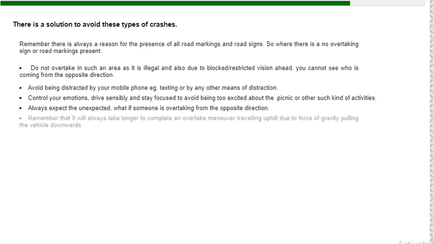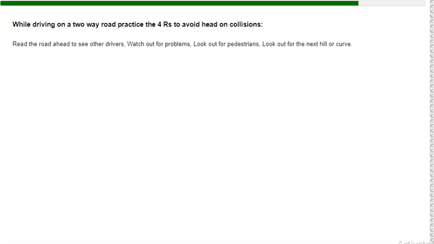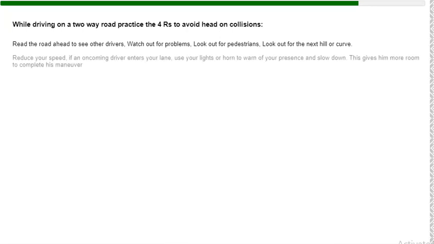Remember that it will always take longer to complete an overtake maneuver traveling uphill due to the force of gravity pulling the vehicle downwards. While driving on a two-way road, practice the 4Rs to avoid head-on collisions. Read the road ahead to see other drivers. Watch out for problems, look out for pedestrians, look out for the next hill or curve. Reduce your speed. If an oncoming driver enters your lane, use your lights or horn to warn of your presence and slow down. This gives him more room to complete his maneuver.